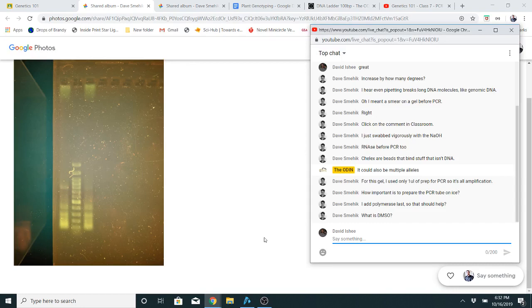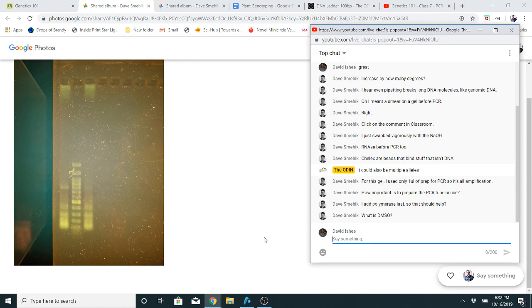DMSO, it's a chemical. It's pretty commonly used in a lot of lab work. It depends on what you're doing, but I think every decent lab should have some DMSO, but it's not necessary to get PCR to work. But it is sort of fancy, and it's not the only thing. A lot of people add all kinds of different stuff.